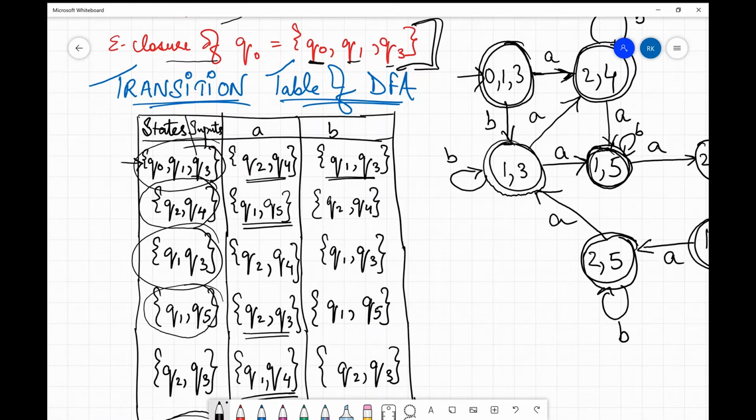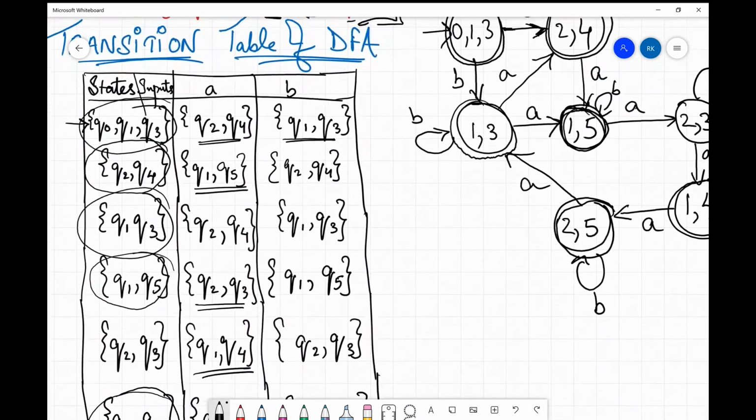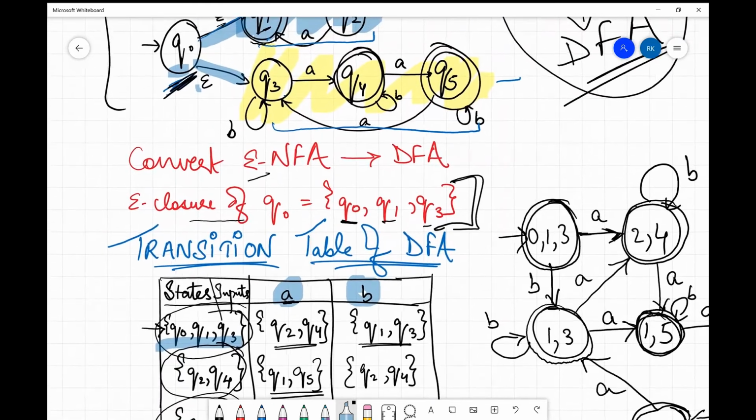Yeah. So in the transition table of the DFA, the starting state would be the same that we just found over here, the e closure of Q naught. So that I've written over here. Next, what was the step? The next step was you just give these inputs to this state and find out what are the new states that you get. So that is what I'm going to do over here.